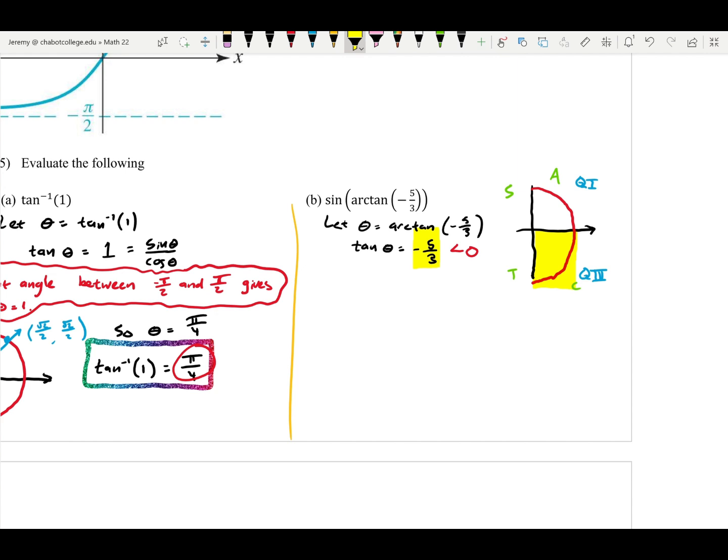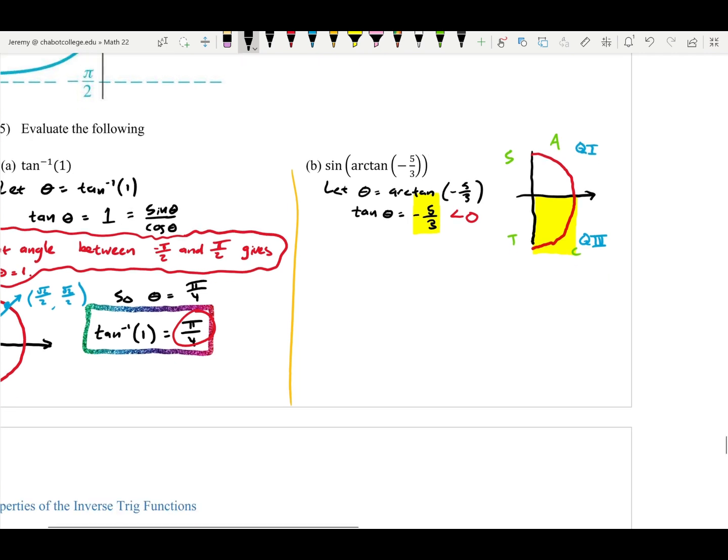Okay, if this was a positive 5 over 3, we know that it's somewhere in the right half of the unit circle. So if it was a positive value, it would have to be up here in quadrant 1, because this is where all of the trig functions are positive. Down here is where only cosine is positive, so sine and tangent are both negative down here. So we know that our value, or our theta, is going to be in the fourth quadrant.